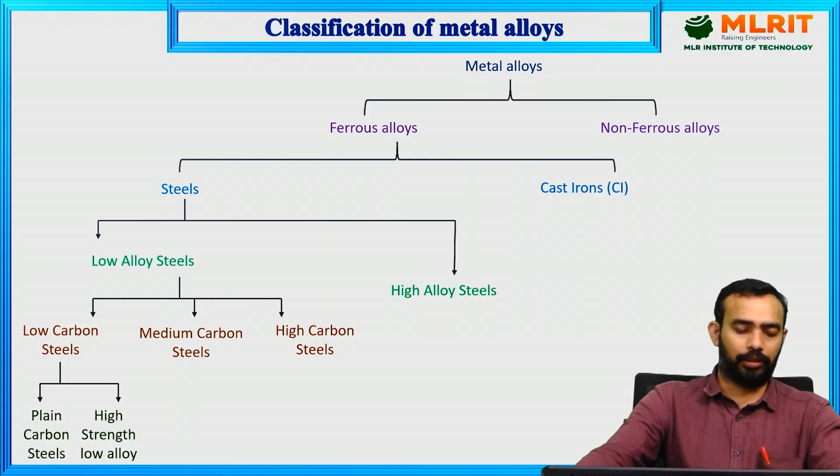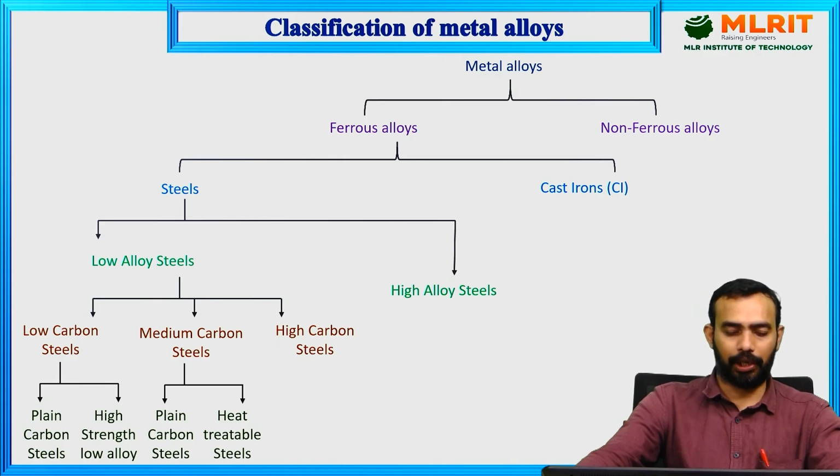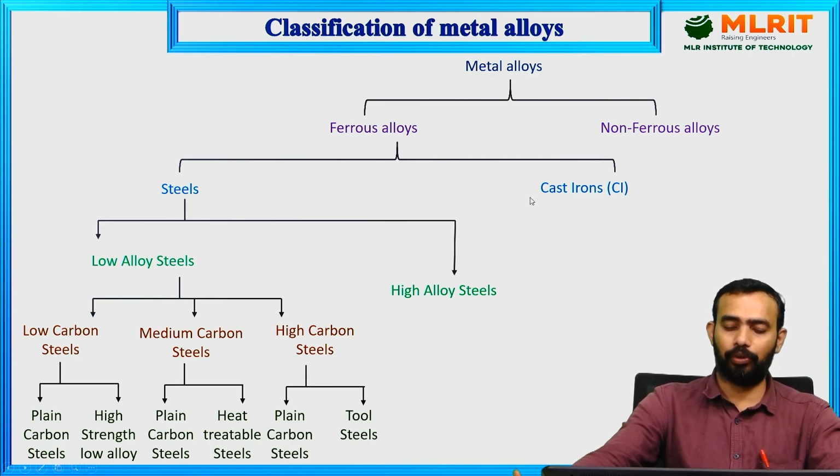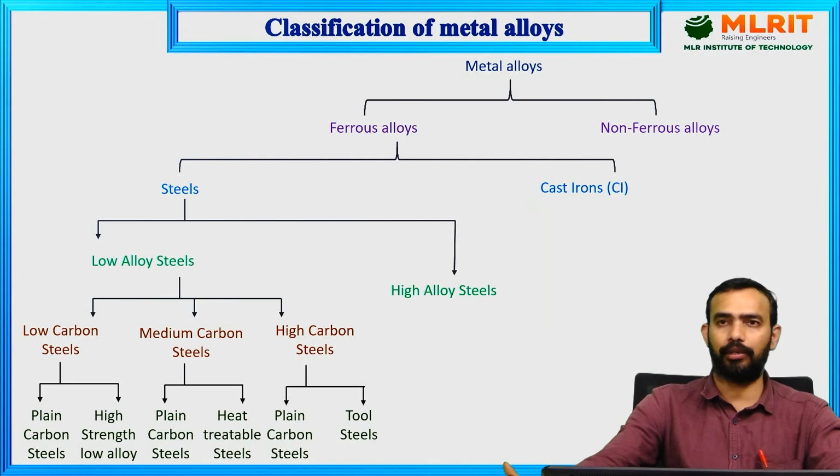And further, these are also considered to be the plain carbon steels and high strength alloy steels, HSLA in short. Similarly, medium carbon steel can be present as a plain carbon steel, and if additional alloying elements are added, it can be turned into heat treatable steels. Then similarly, high carbon steels can be present in plain carbon steel mode as well as the tool steels, provided the additional alloying elements have been added.